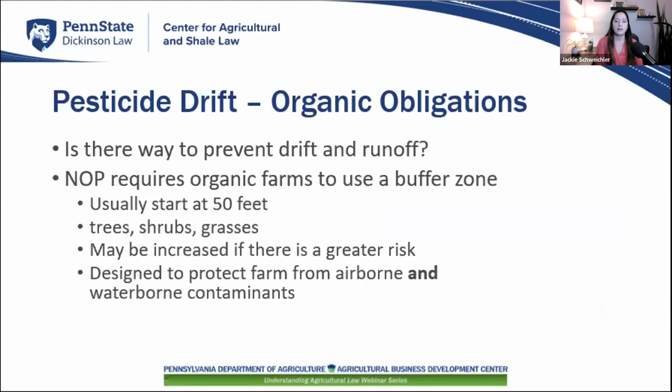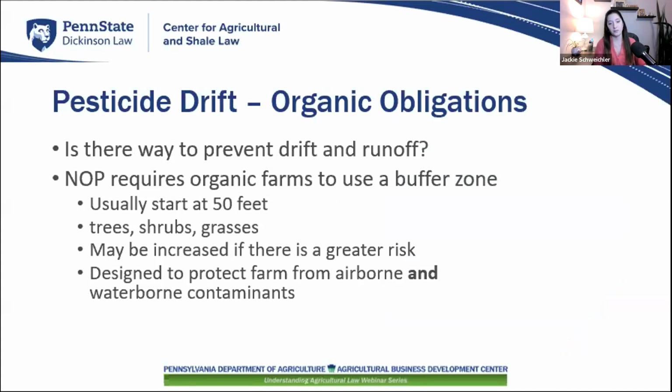For runoff and drift, the National Organic Program requires organic farmers to use a buffer zone that generally starts at 50 feet. Some certifying agents might require the buffer zone to be even greater, depending on the risk. Buffer zones are meant to protect the organic farm from airborne drift and runoff.